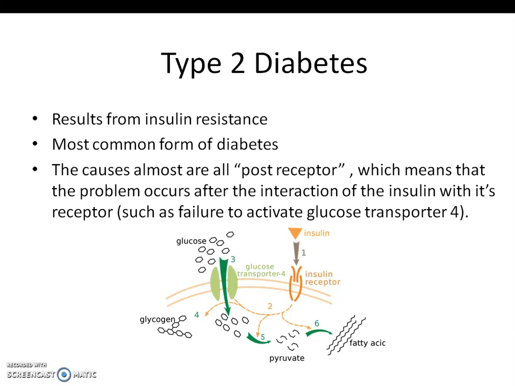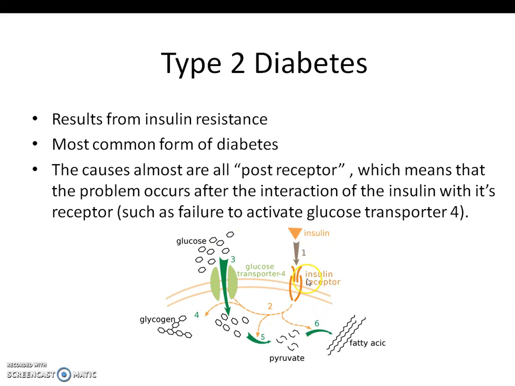And now let's look at type 2 diabetes, which results from insulin resistance. Type 2 diabetes is the most common form of diabetes. The causes are almost all post-receptor, which means that the problem occurs after the interaction of the insulin with its receptor, such as the failure to activate glucose transporter 4.